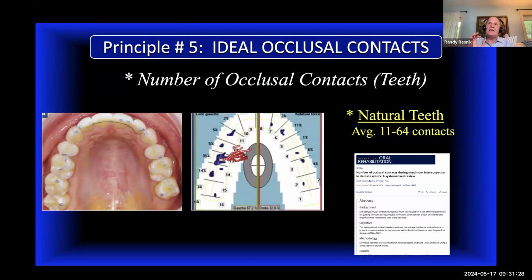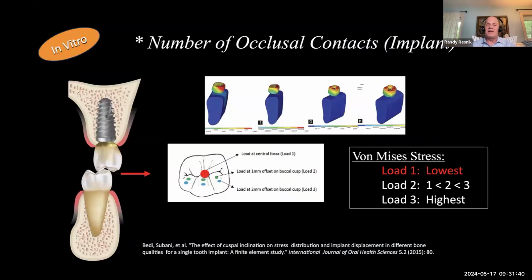But what is significant about teeth? They adapt. They can move. There's a periodontal ligament. Teeth will move if they're in traumatic occlusion; they will adapt. However, implants don't. So of course, there are no in vivo studies on this.